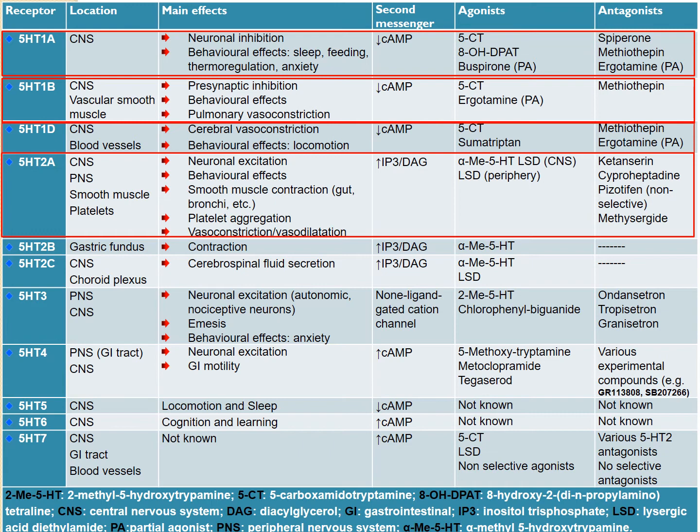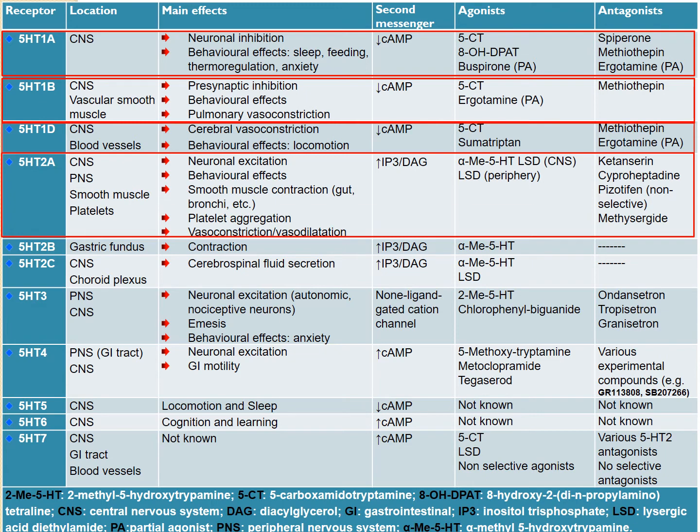The agonists of this receptor are alpha methyl 5-hydroxytryptamine and lysergic acid diethylamide. Both act as agonists in the CNS, but lysergic acid diethylamide acts as an agonist at the periphery. And the antagonists of the 5-HT2A receptor are ketanserin, cyproheptadine and methysergide, whereas pizotifen is non-selective.